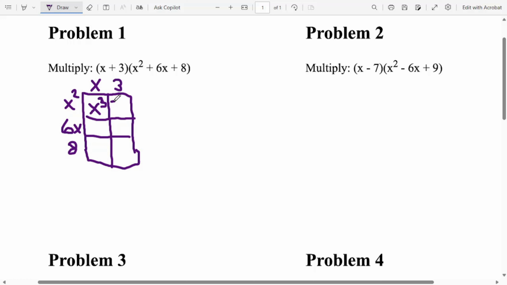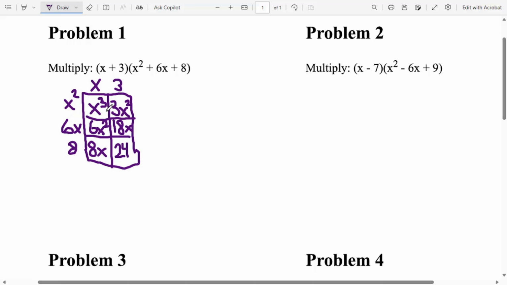X squared times 3 is going to be 3x squared. X times 6x is 6x squared. I should have made these a little bit larger. And 6x times 3 is 18x. Okay, and then we have x times 8, that's 8x. And 8 times 3 is 24. It's a little bit hard to draw with the mouse here.